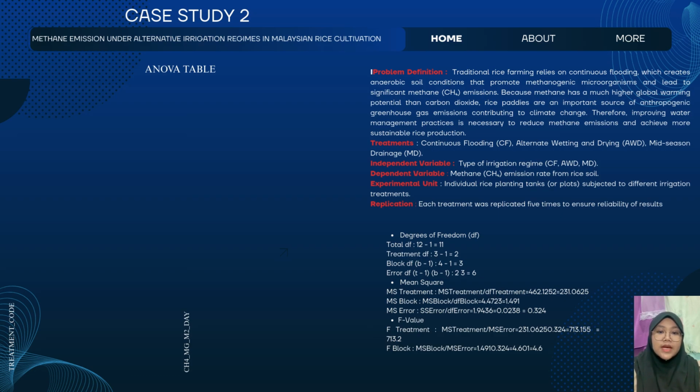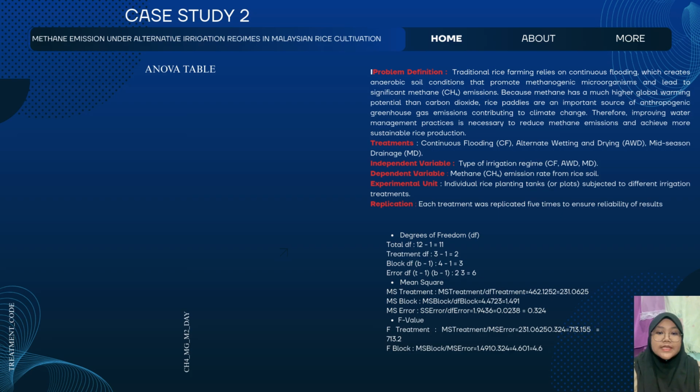Because methane has a much higher global warming potential than carbon dioxide, rice paddies are an important source of anthropogenic greenhouse gas emission contributing to climate change. Therefore, improving water management practices is necessary to reduce methane emission and achieve more sustainable rice production.